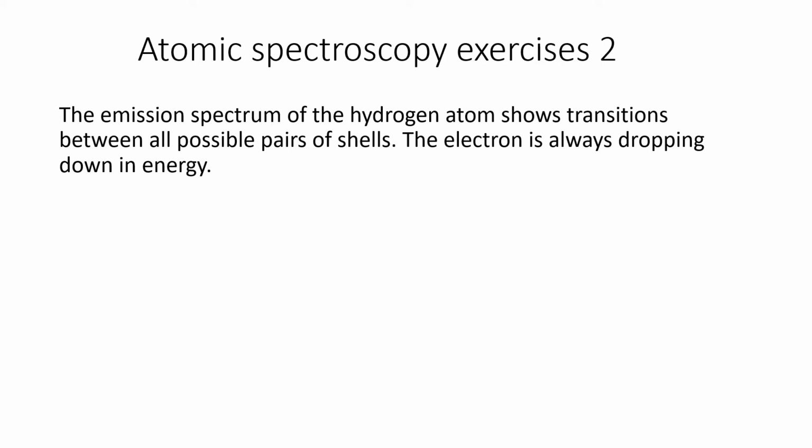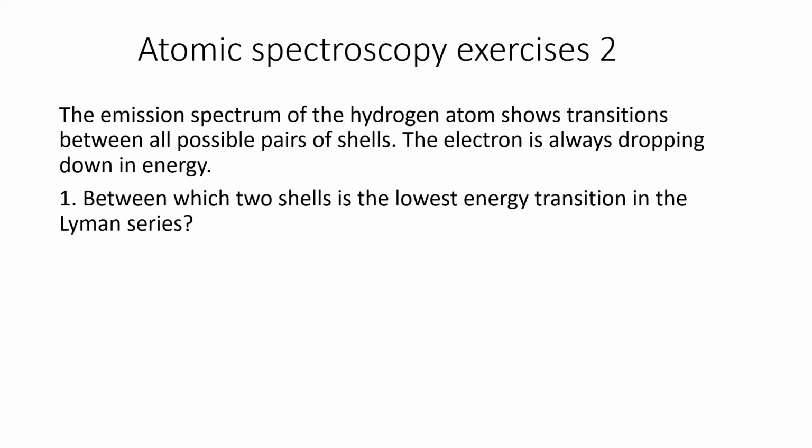And now on to a few more questions. So same thing, you can stop the video and have a think about these questions a bit more. And so looking in a bit more detail at the emission spectrum of hydrogen. So as I said, we're actually seeing all possible transitions between shells here and emission going down in energy. So our first question here, between which two shells is the lowest energy transition in the Lyman series? So you have to remember how we define the Lyman series to answer this one.